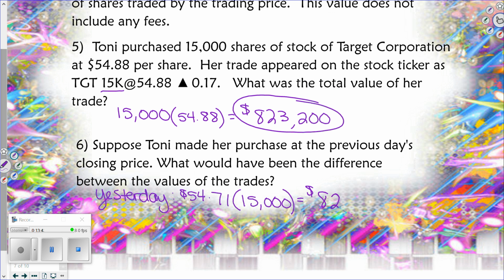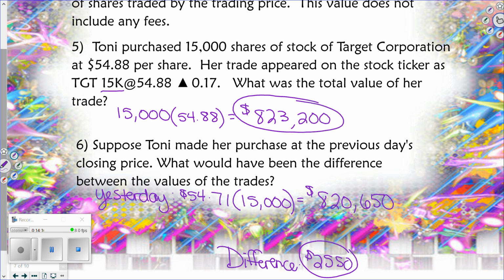So $820,650. Good. Yep, and just subtract those. So 823,200 minus 820,650. So it's a difference of $2,550. So she could have saved over $2,500 if she had bought it yesterday versus today.